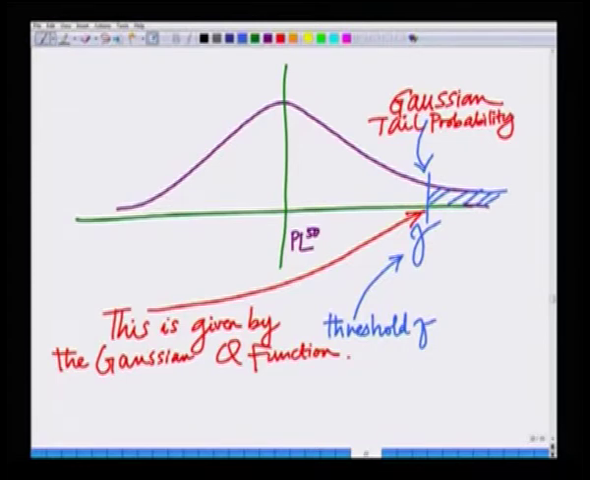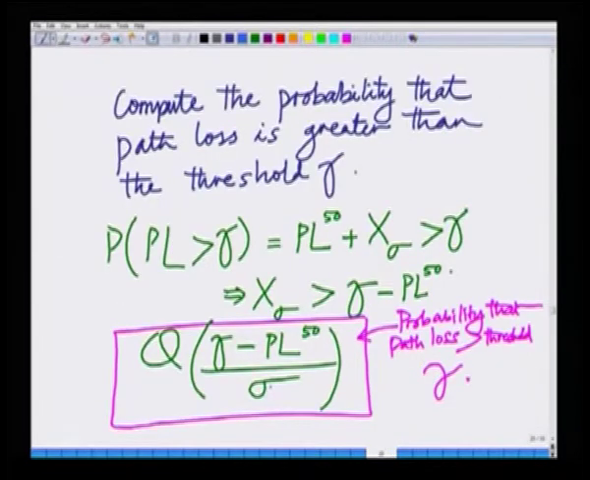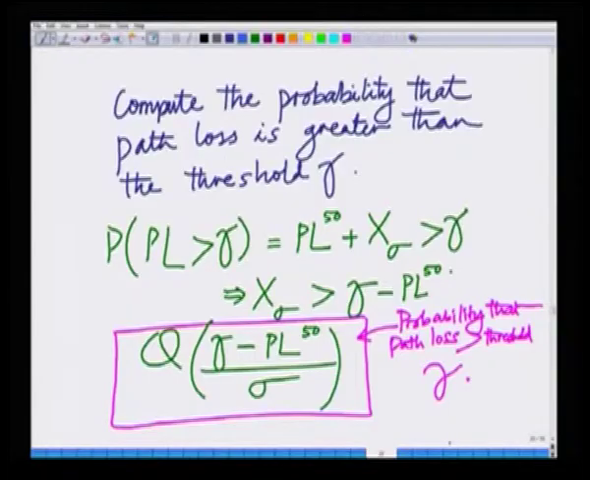And we said if you want to compute the probability that the path loss is greater than a certain threshold gamma, then I have to use the properties of the Gaussian distribution. That is nothing but mean path loss plus this X sigma, which is a Gaussian random variable with zero mean and variance sigma square, is greater than gamma, which means X sigma is greater than gamma minus PL50, and the probability of that is given by the Gaussian Q function, which is Q of gamma minus PL50, the mean path loss, divided by sigma. This is the probability that, because of log normal shadowing, the path loss is greater than this threshold gamma. Let us start from here and continue this discussion.